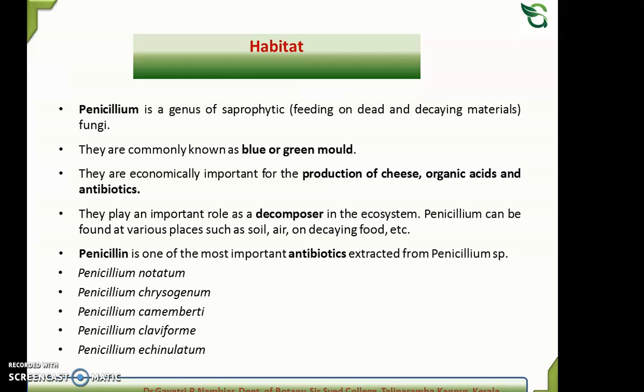One of the major economic importances of Penicillium is the production of antibiotics. You might have heard about penicillin. It is extracted from a Penicillium species. Now, some of the species of Penicillium include Penicillium notatum, Penicillium chrysogenum, Penicillium camemberti, Penicillium claviforme, etc.